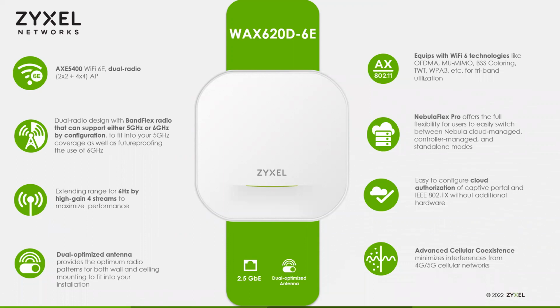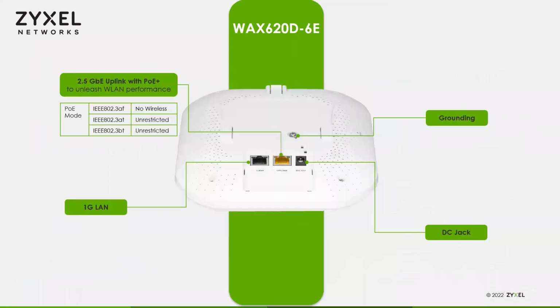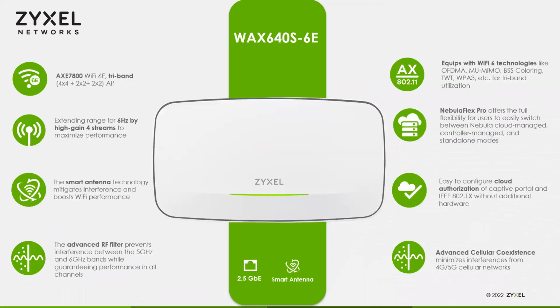And then this one also adds our dual optimized antenna technology, giving you 2 different sets of antennas to choose from, one optimized for ceiling mount, one optimized for wall mount. And again, on the bottom, you've got that 2.5 gig uplink port that supports PoE, a 1 gig data pass-through port, and the ability to also use an AC adapter.